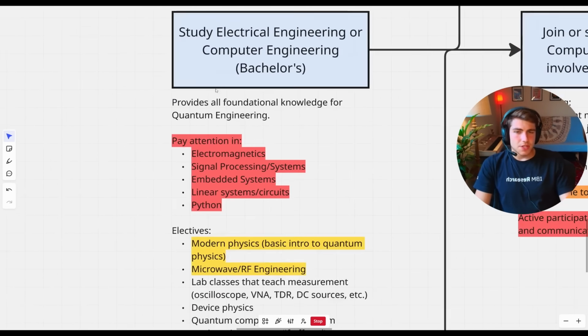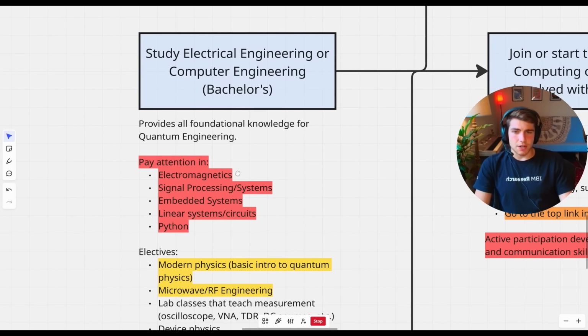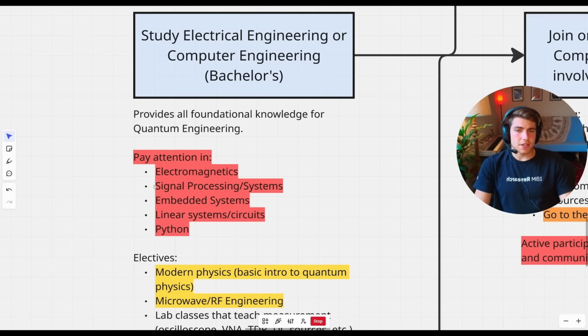So these are the things that you really want to pay attention to when you're studying electrical engineering: electromagnetics, signal processing and systems, embedded systems, linear systems, circuits, and Python. Okay, I use Python every day. Everyone I know at work at IBM uses Python. So you need to know how to code in Python.